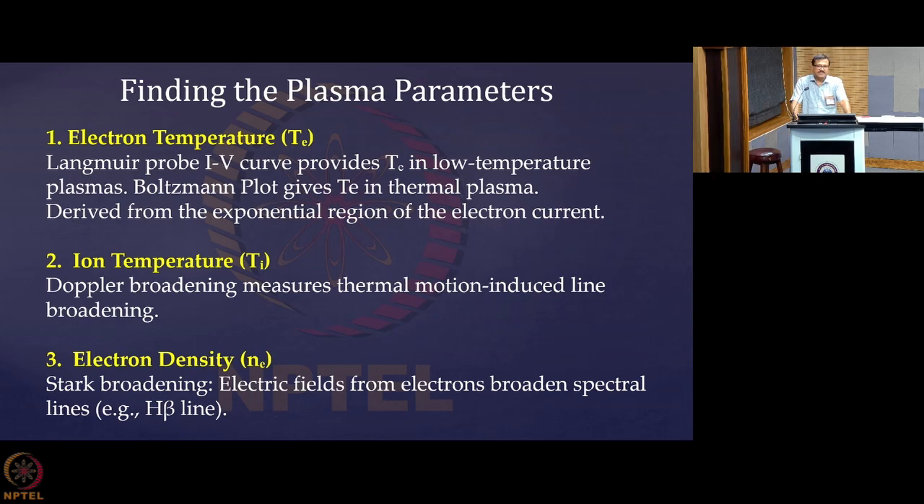Now electron density, for electrons you can determine using Stark broadening. One example we have already shown in our regular class, where we used the H beta line or H alpha line to find out the electron density.